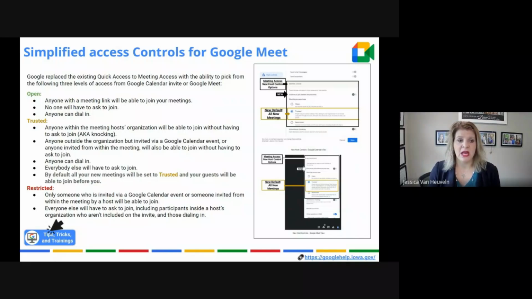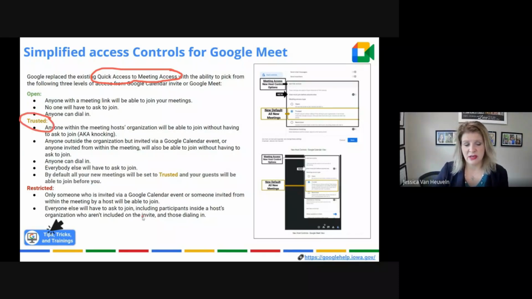However, with this one, you may recall that we always talked about quick access before, but now it's changed to meeting access. So quick access was what was available before, but now it is meeting access. So that has changed. And what you also need to know with this update is that for meeting access, the most used one will be trusted. So you will have trusted be the default for any existing or new events for most cases.